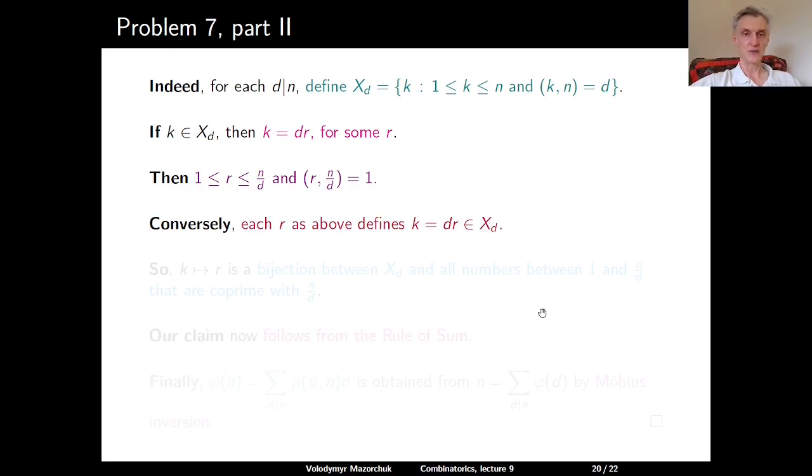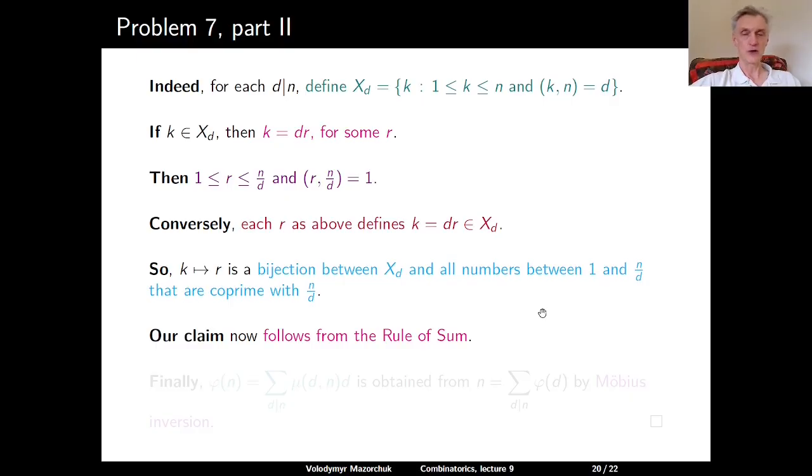Conversely, if we have r between 1 and n divided by d, which is coprime to n divided by d, then this defines a unique k, which is equal to d times r, in x sub d. So sending k to r is a bijection between x sub d and the set of all numbers between 1 and n divided by d that are coprime with n divided by d. And now our formula that n is equal to the sum of phi of d over all divisors follows directly from the rule of sum.